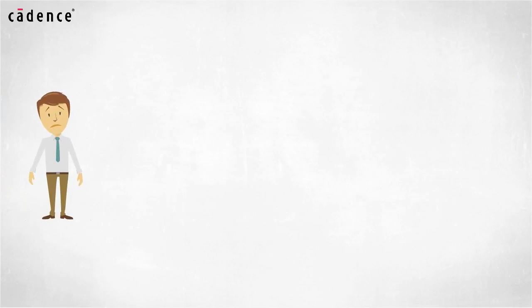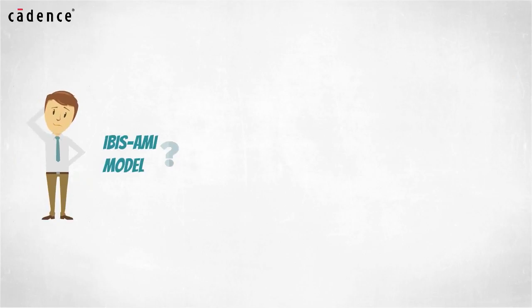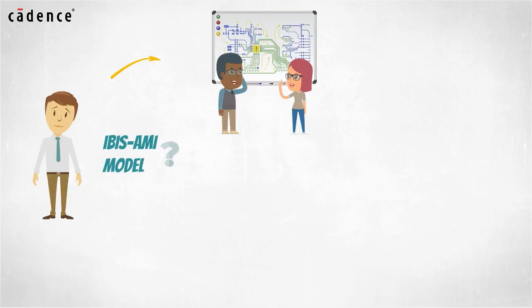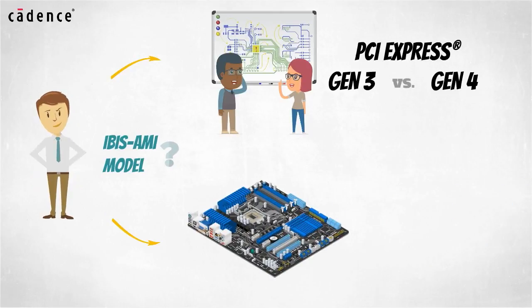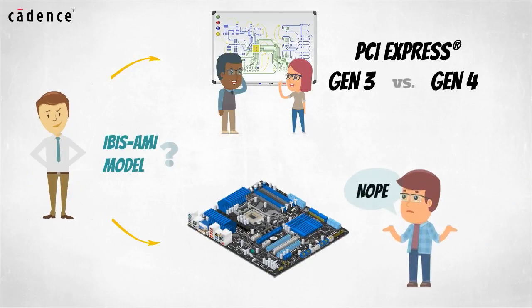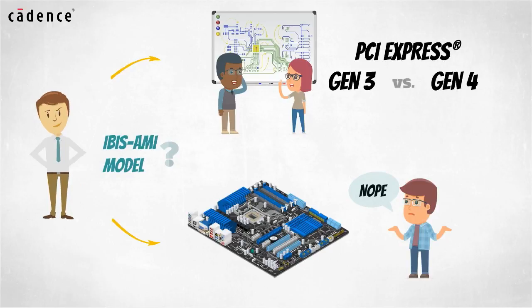However, depending on where you are in the design cycle, you may not have an IBIS AMI model that allows you to simulate your transceiver. For instance, you may be early in the design cycle and trying to choose between industry standards such as PCI Express Gen 3 versus Gen 4. Or you may be late in the design cycle and you find out your chosen SerDes vendor cannot provide a usable IBIS AMI model for their device.